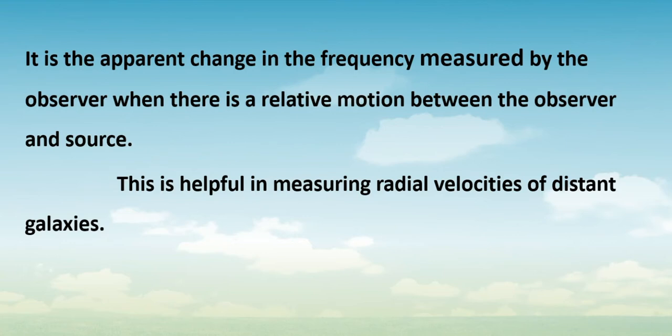Then what is the help of this model in astronomy? This is helpful in measuring the velocities of distant galaxies. The actual velocity is a radial velocity. Radial velocity means the velocity of the body along the line that joins the object to the observer. So that's why this theory is helpful in finding the radial velocity of distant galaxies.